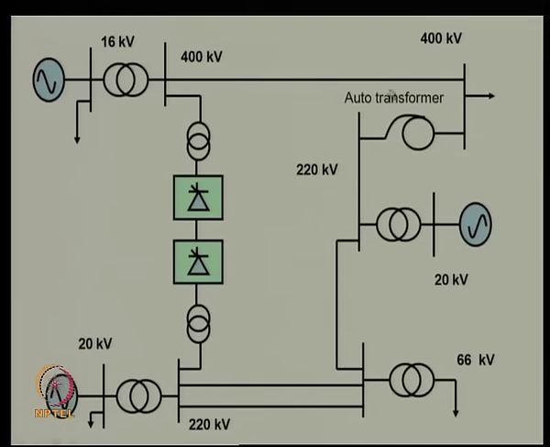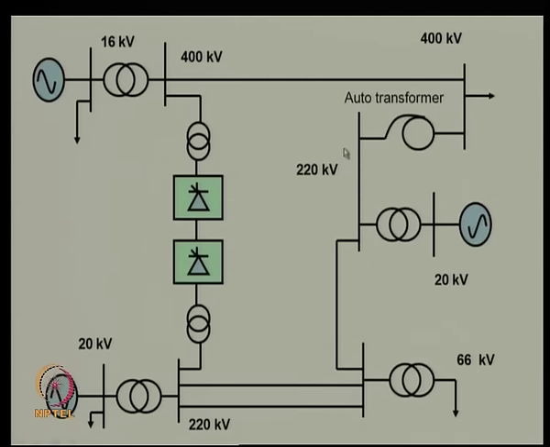Do you know why we use an auto transformer when we want to transform voltages from, say, 400 kV to 220 kV, whereas we use a two winding transformer when we want to step up voltages from 16 to 400 kV? The answer lies in the fact that whenever the voltage step up or step down ratio is relatively small, in this case around 2, an auto transformer gives you a substantial cost advantage.